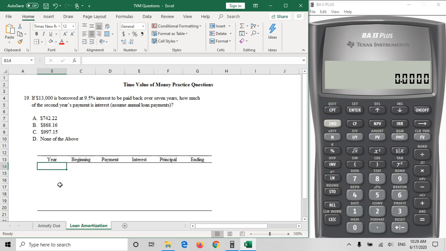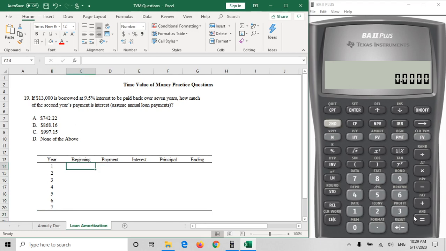If 13,000 is borrowed at 9.5% interest to be paid back over 7 years. So here we will use 7 years. How much of the second year's payment is interest? So the second year's interest, right? That's what we need here. However, we will construct a table.